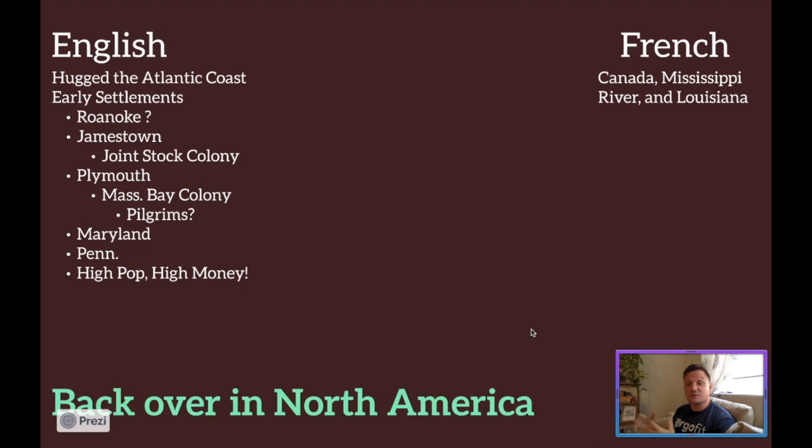And the joint stock colony was a bunch of English merchants that, just like the East India Company, invested in this colony, and what they ended up finding that made them tons of money, we'll talk about here in 2 seconds. The Plymouth colony, though, also was another big one as well.